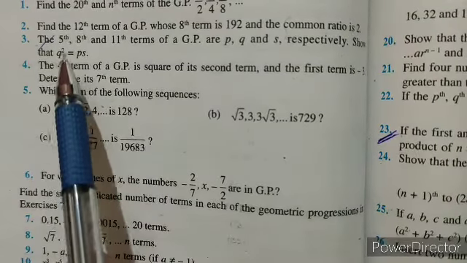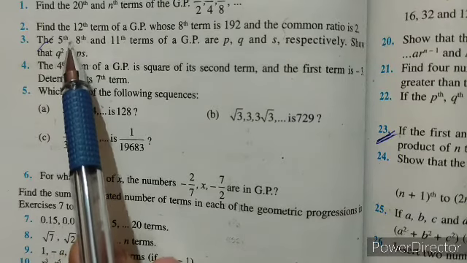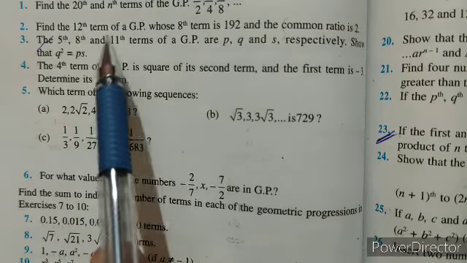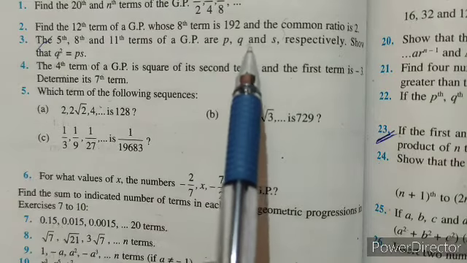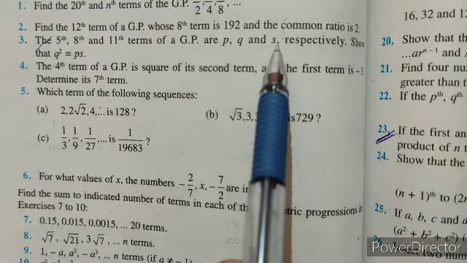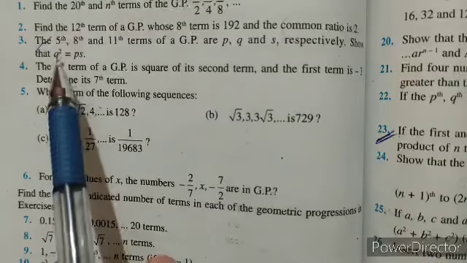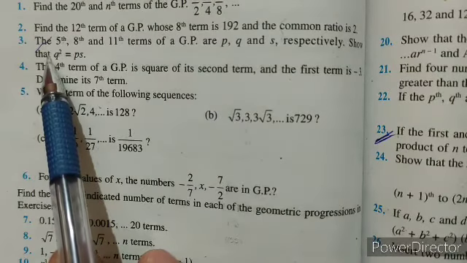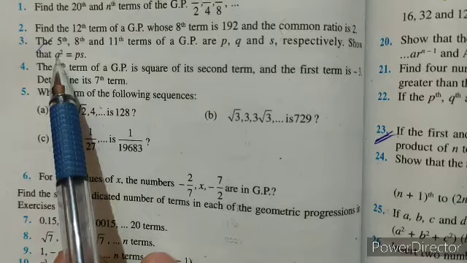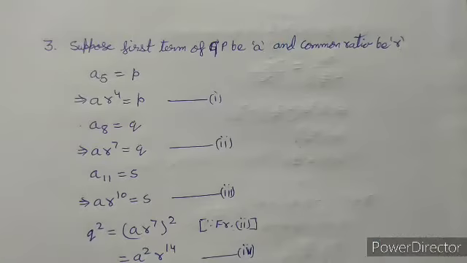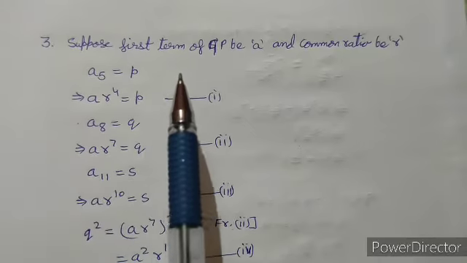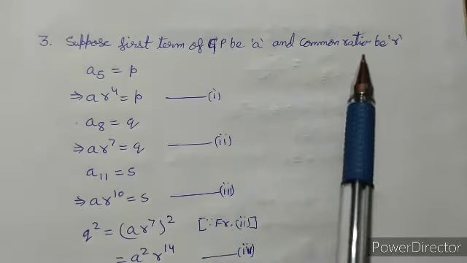Now in question number 3, the 5th, 8th and 11th terms of the GP are P, Q and S, and here we have to prove that Q square will be equal to P into S. Now suppose the first term of the GP be A and common ratio be R.